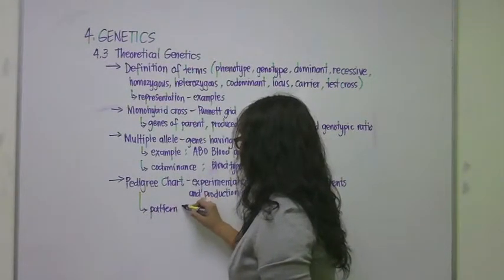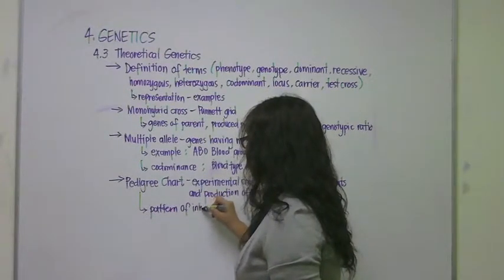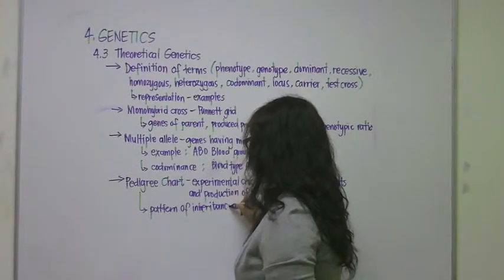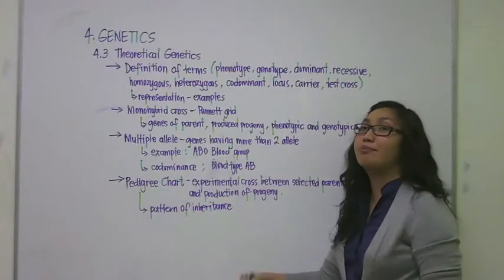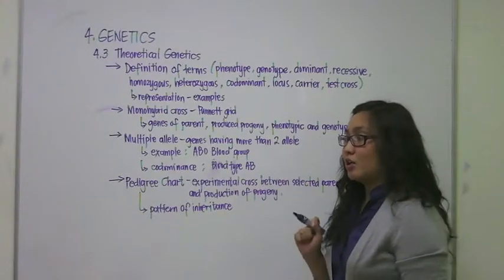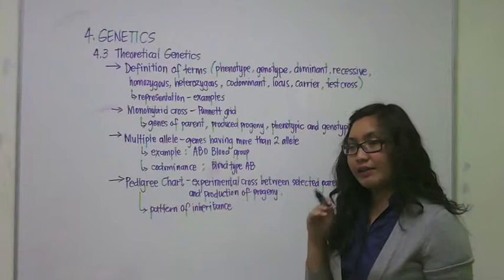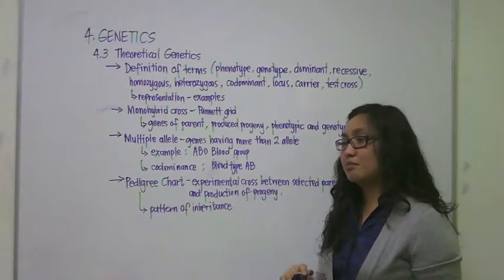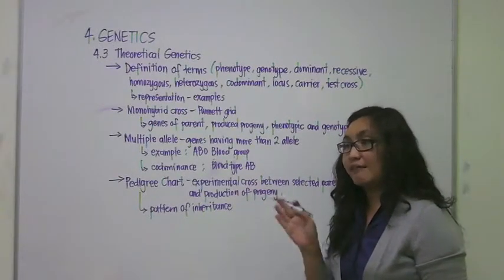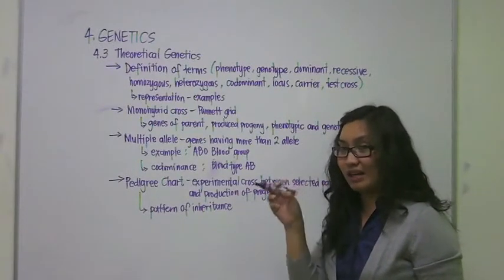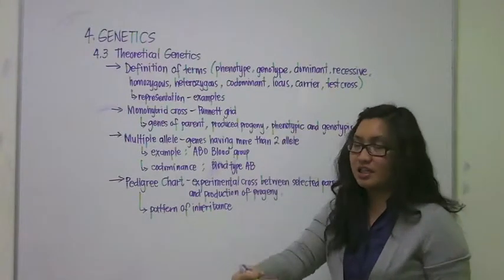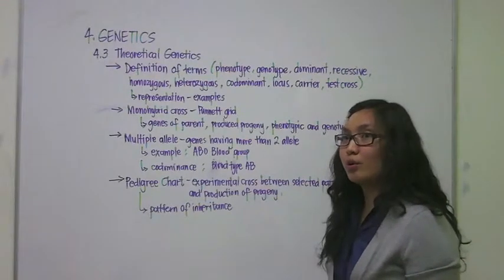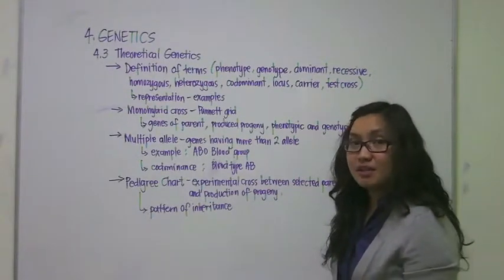So how can we show whether a pedigree chart is showing a dominant trait? A dominant trait would be present if it is occurring in every generation. A recessive trait occurs if it is skipping one generation and then is present in the next. If it is sex-linked, then it is going to affect one specific gender only.